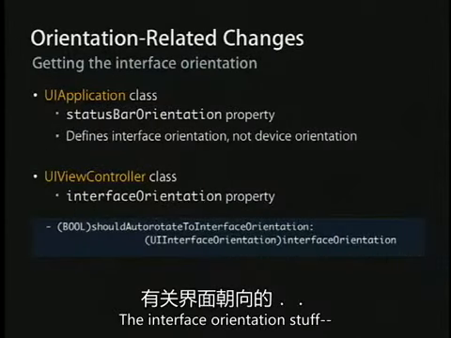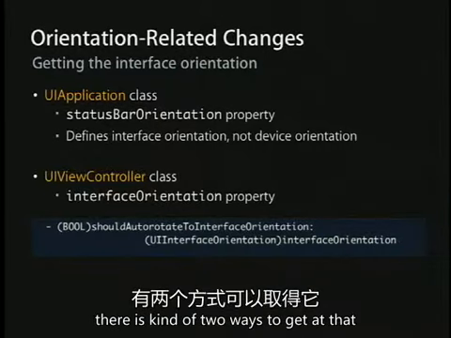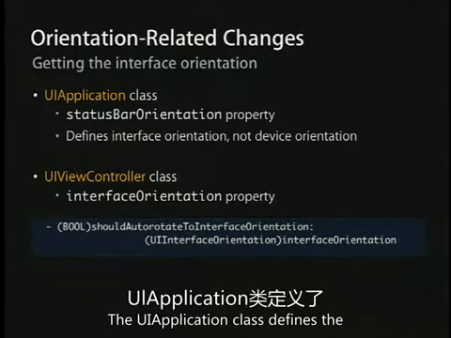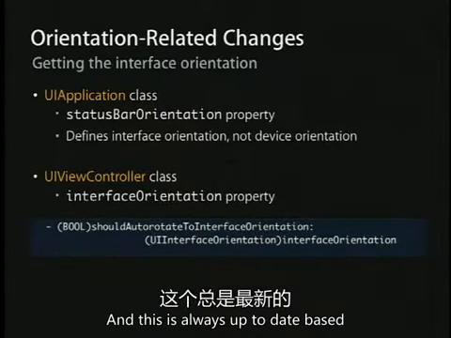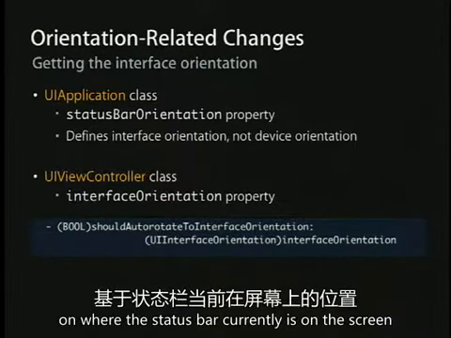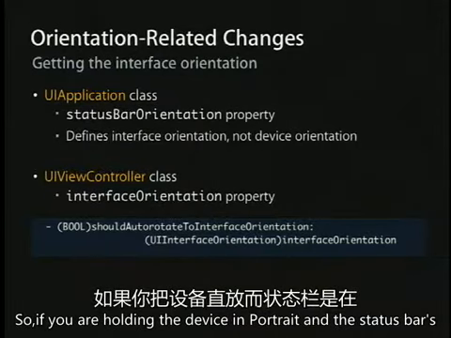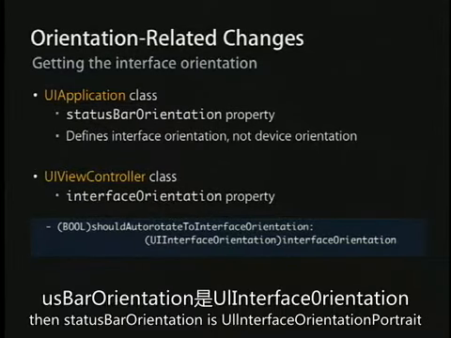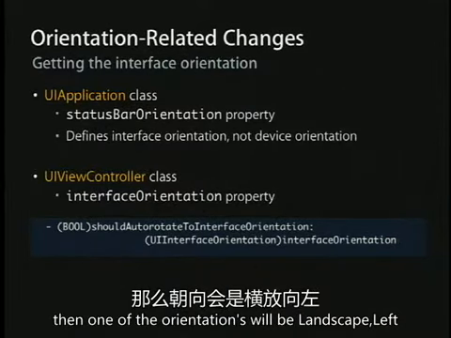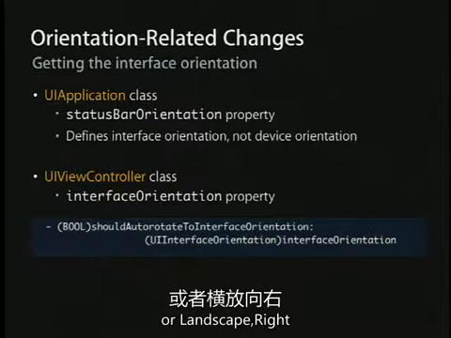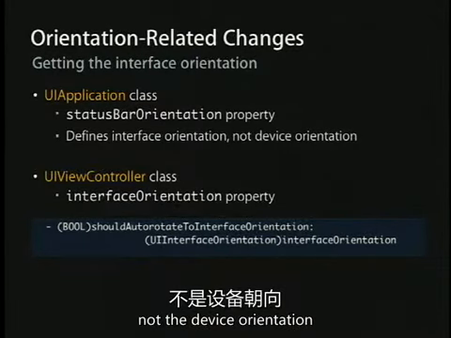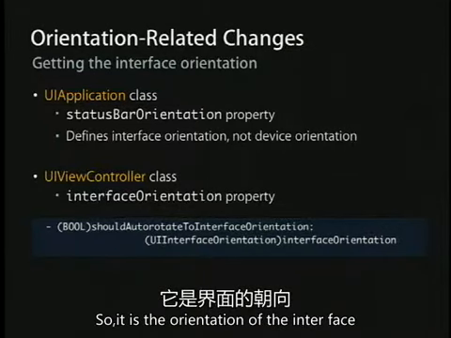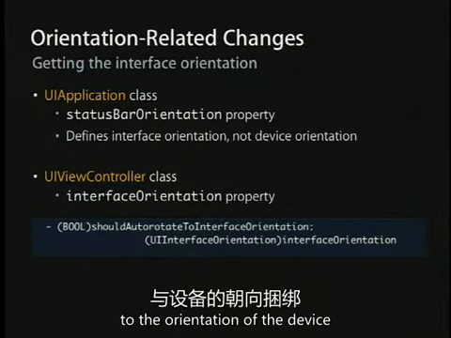The interface orientation stuff, there's kind of two ways to get at that. The UIApplication class defines the statusBarOrientation property. And this is always up to date based on where the status bar currently is on the screen. So if you're holding the device in portrait and the status bar is up top, then statusBarOrientation is UIInterfaceOrientationPortrait. If the status bar is left or right, it'll be landscape left or landscape right. That's on UIApplication. It defines the orientation, again, not the device orientation. So it's the orientation of the interface, which may not necessarily be tied to the orientation of the device.